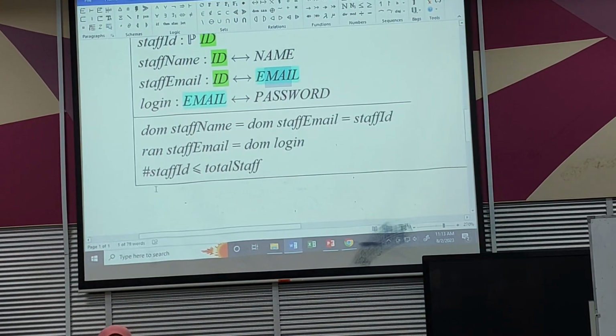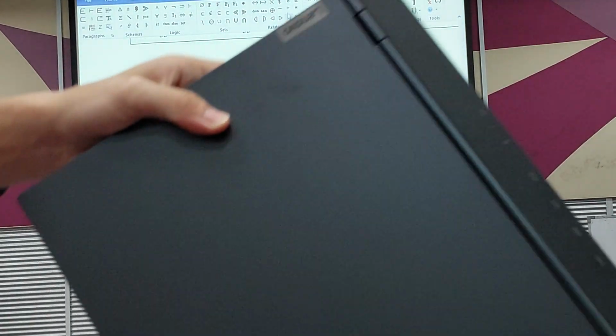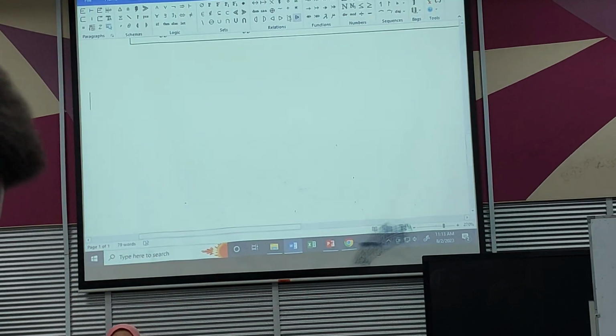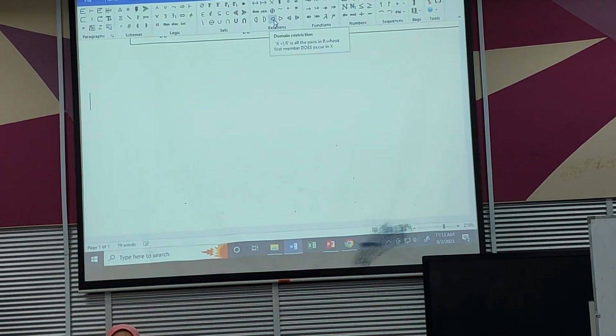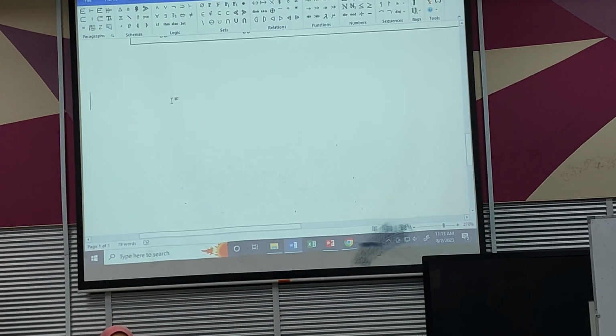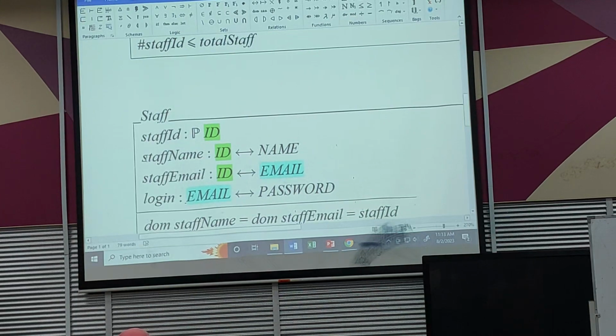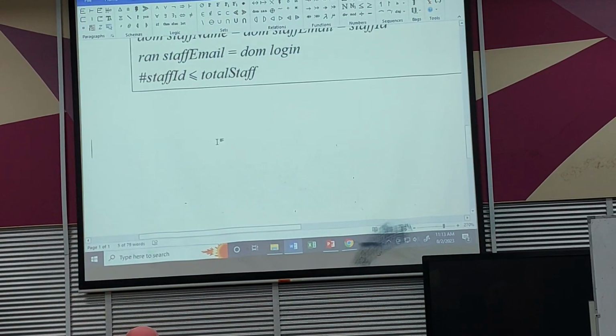So just now you saw domain restriction. The symbol for domain restriction is under the relation part here, so you have the arrow here. This is domain restriction. This is range restriction. So assuming I take one here, ID to name. So my database should be like this.